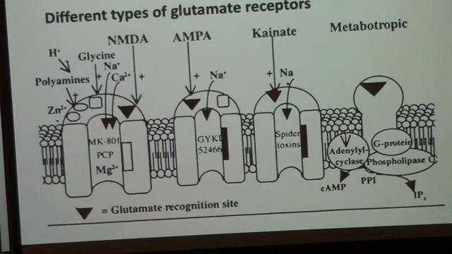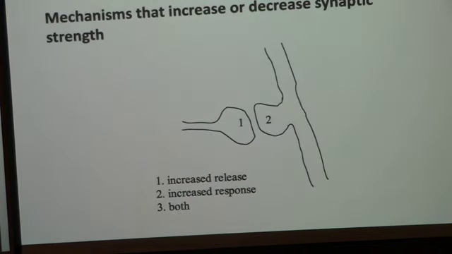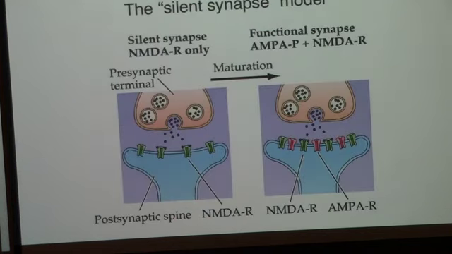The NMDA receptor is important for the initiation of the long-term potentiation, but the AMPA receptor is for the maintenance of the LTP. So the mechanism of LTP can have three possibilities. One is that during the LTP there might be increased release. The second one is that the response is actually increased, and the third one is both. The widely established model is the silent synapse model.